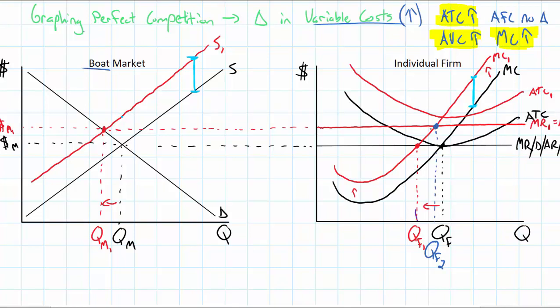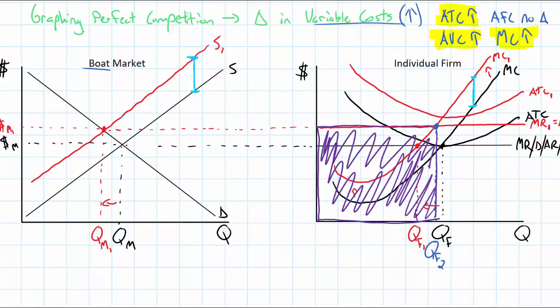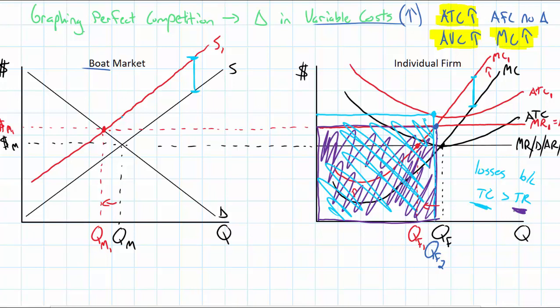Now, because my demand curve has gone up by a smaller amount, I'm going to have a loss. And so this rectangle here represents my total revenue, I should say. This purple rectangle is my total revenue, but this light blue rectangle, if I go all the way up to my cost curve, which is right there, this light blue area is going to represent my total cost. So what's going on now is that I've got losses because my total cost is greater than my total revenue. My light blue is greater than the purple.